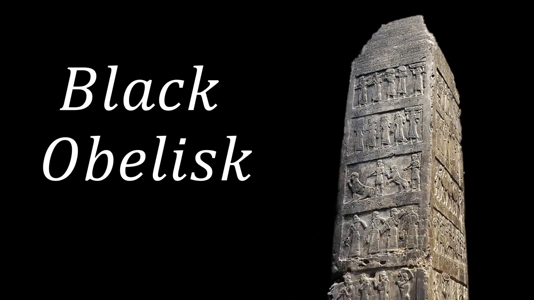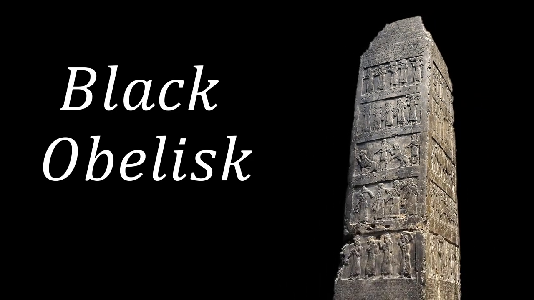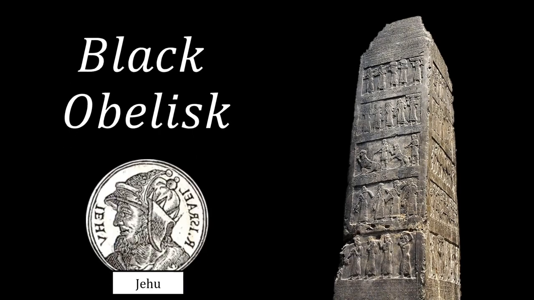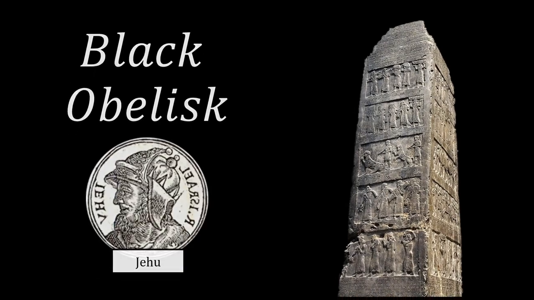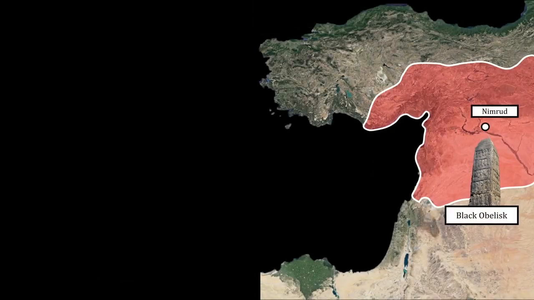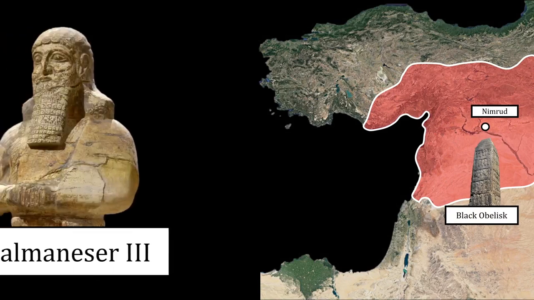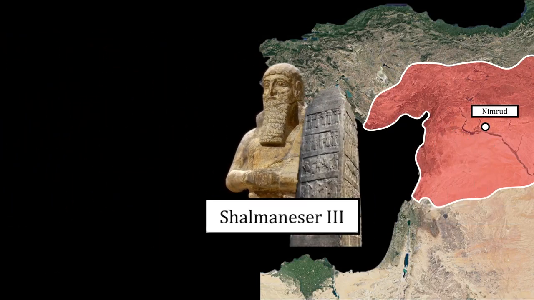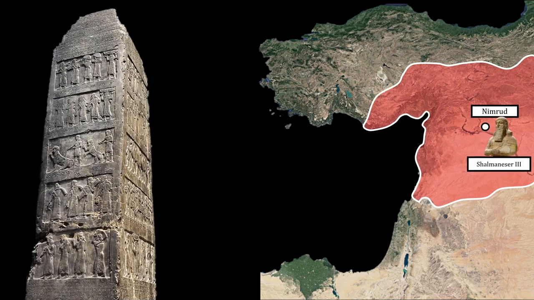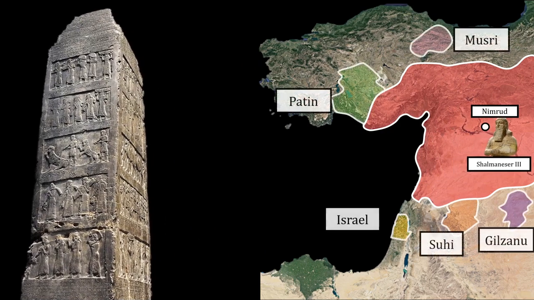Welcome. In this video, we're going to be analyzing the Black Obelisk, which refers to the Israelite king Jehu. The obelisk was found in the ancient city of Nimrod and was created by the Assyrian king Shalmaneser III. On the obelisk, Shalmaneser boasts about the conquest of 5 surrounding nations, all of whom must now bring him tribute.